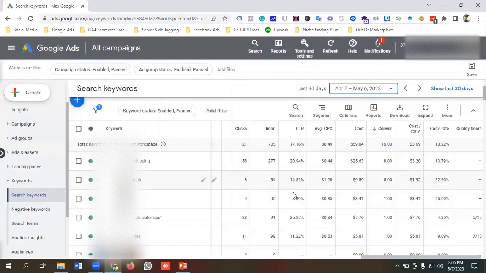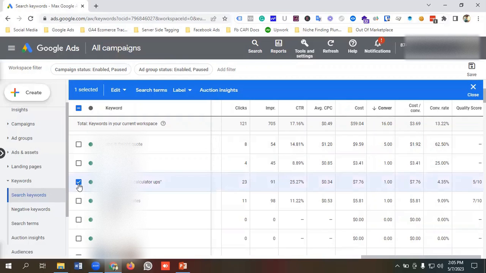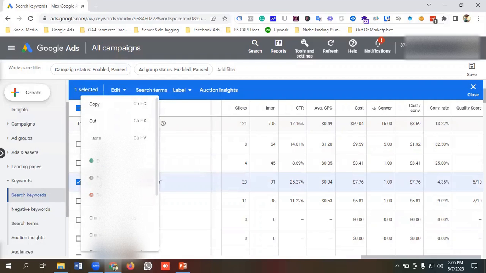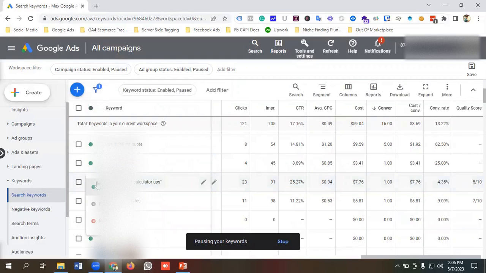Okay. So what you can do, if you see your keywords are not getting conversions and you have more than 10 clicks, then you can pause the keyword from here. Okay. So let's see, this keyword has 23 clicks and got one conversion. So I can pause this keyword. Its conversion rate is 4.35%. So what I can do, I can pause it from here as well. Or I can pause it from here as well.